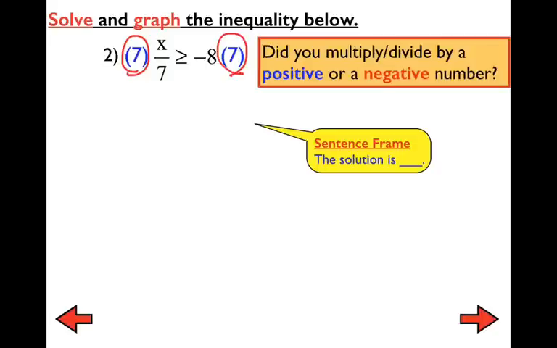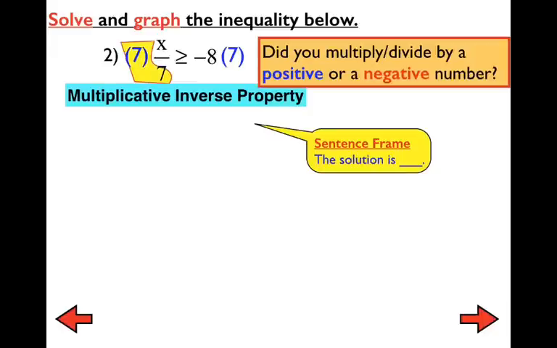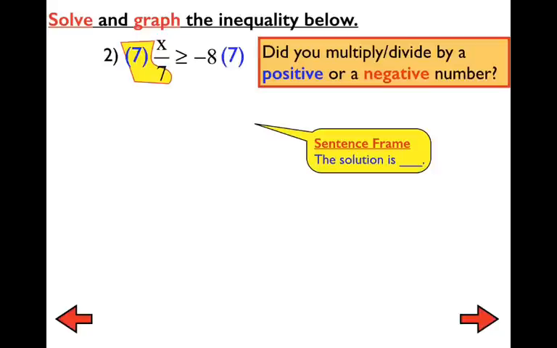It has to do with what you did to both sides of your inequality. We multiplied both sides by a positive number. Therefore, we do not flip the inequality symbol. The check is making sure that we make 1 there, which is the multiplicative inverse property. 7 over 7 is 1, so we're good there. And we finish this off with x is greater than or equal to negative 56. So the solution is x is greater than or equal to negative 56.